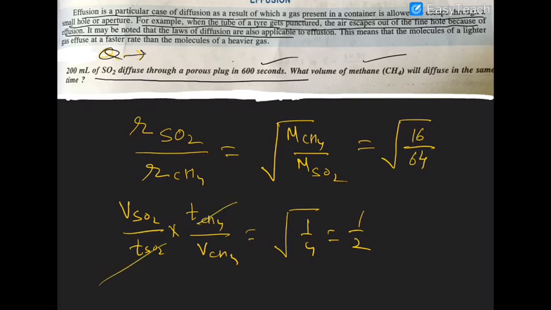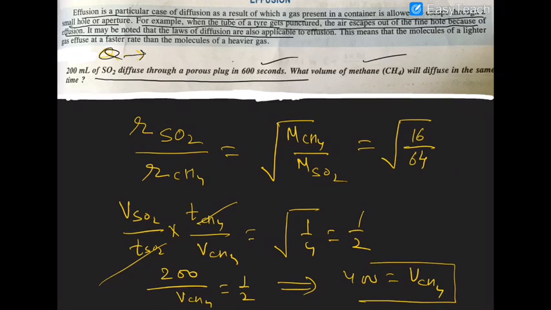So that is 1 by 2. The time taken in both cases is the same. So what is the volume of SO2? That is 200. And what is the volume of methane? We have to find out. It is equal to 1 by 2, so it implies that it is 400. So the volume of methane that is diffused out under the same circumstances will be equal to 400 ml.